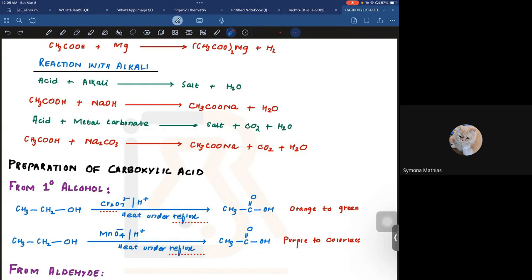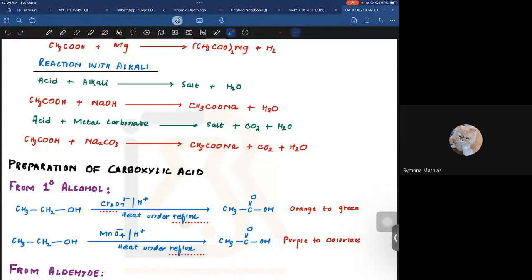But if you are taking the other oxidizing agent, that is KMnO4, the initial color for KMnO4 is purple. After oxidizing your primary alcohol into carboxylic acid, you will observe purple to colorless. In both of the reactions, you are going to provide heat. Heat under reflux means that you are supposed to provide heat to the reactant, that is your alcohol, which is highly volatile in nature. It can escape from the beaker.